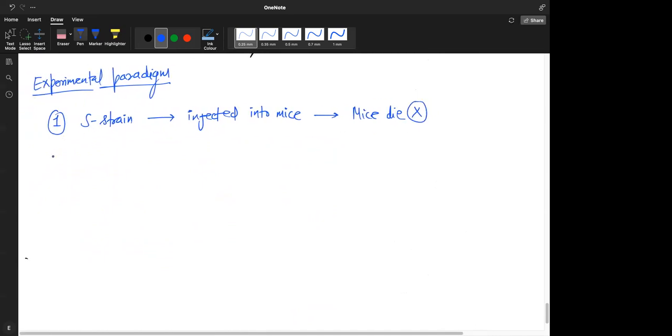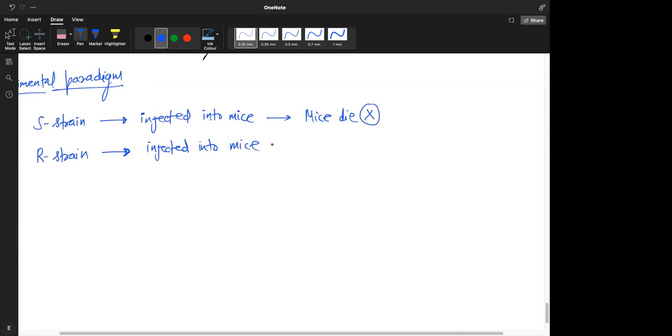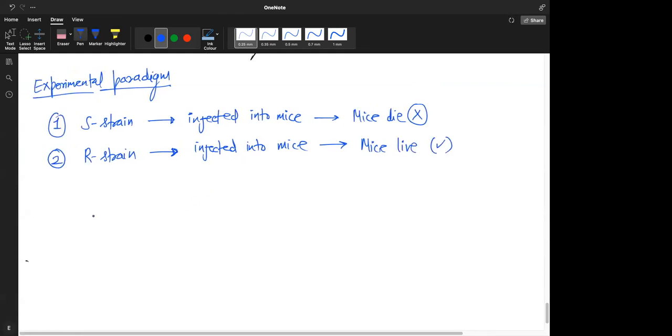We know that. Now, second, he took R strain bacteria, did the same, and injected them into mice. And what do you expect now? The mice will live. Why? Because it's not lethal. Because it's non-virulent. Yes, but it will get infected, right? Yes, sir. The mice will live because they will overcome the infection, because this strain is not that lethal.